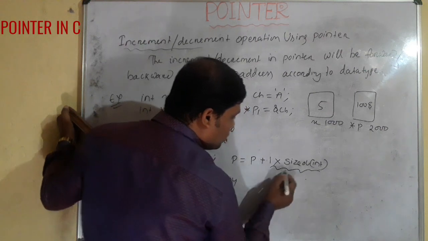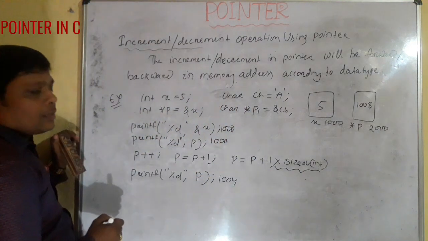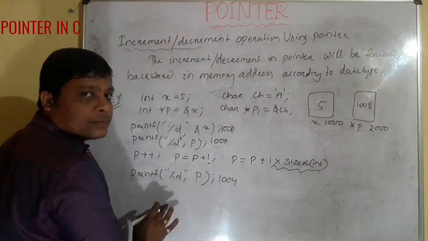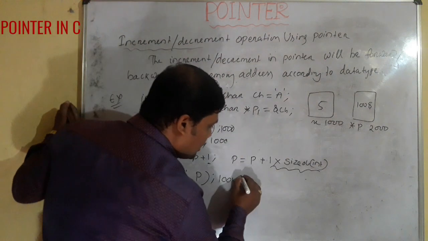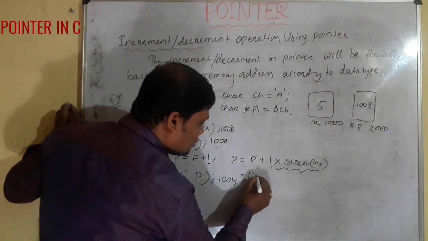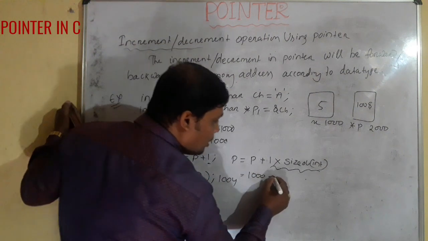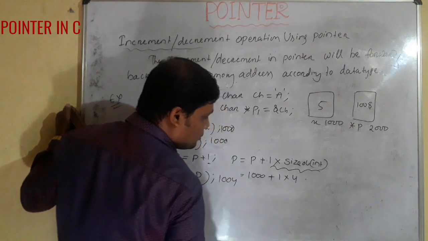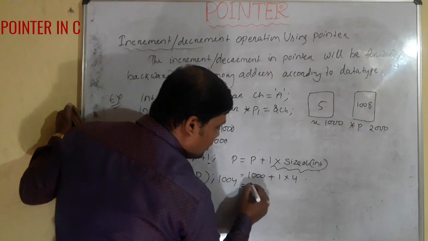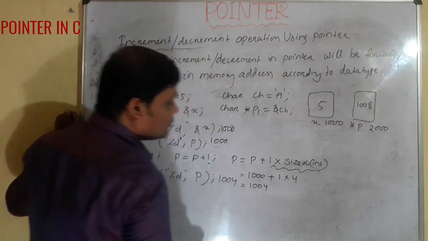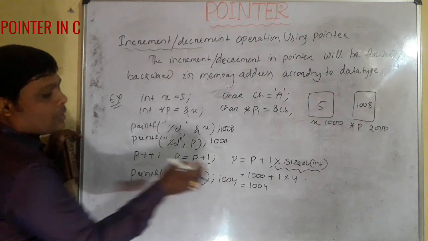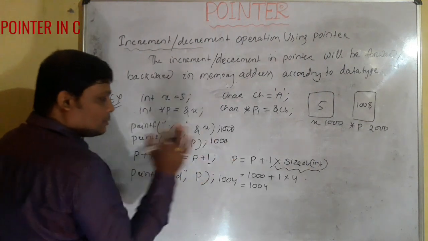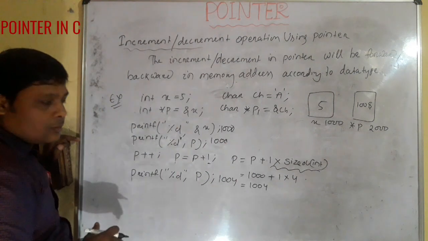And this result will be added to the pointer. Then the pointer will point to that address. For this, previously the pointer was 1000, plus 1 into size of integer, which is 4. Clear? So it will be 1004. So it displayed 1004. Got it? This is very easy. I will find out the address.